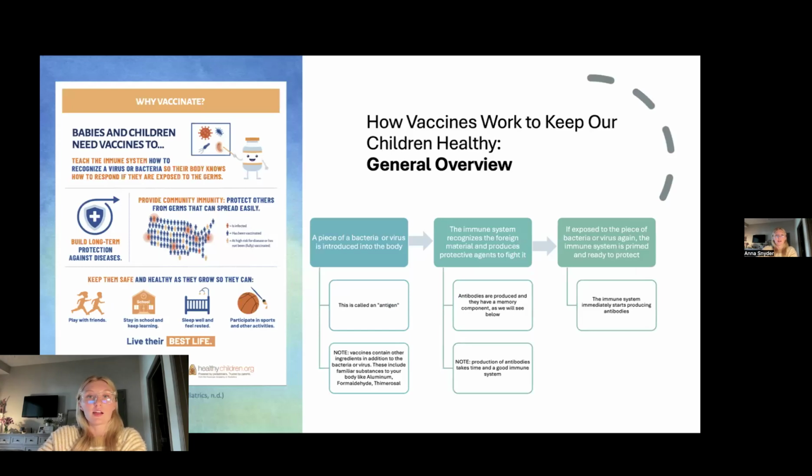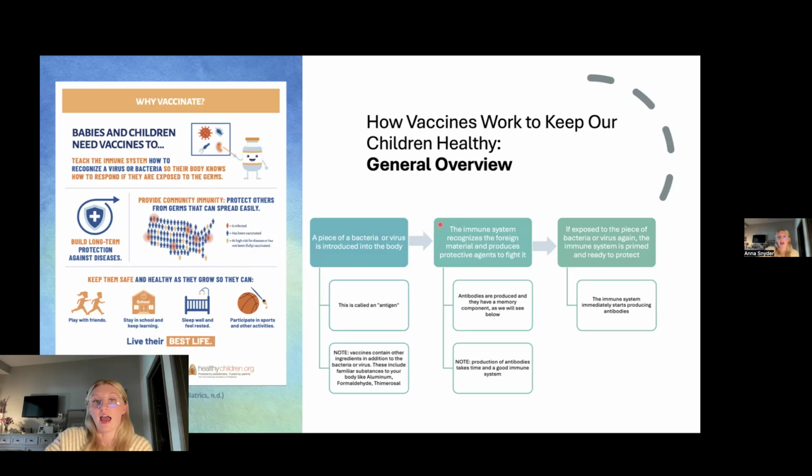So, here we will discuss how vaccines work. This will be just a general overview. First, vaccines start with a piece of bacteria or virus that is introduced into the body. This is formally called an antigen, and vaccines contain other ingredients in addition to the bacteria or virus that we will discuss in more detail in subsequent slides.